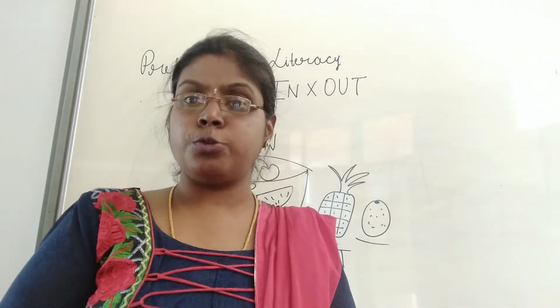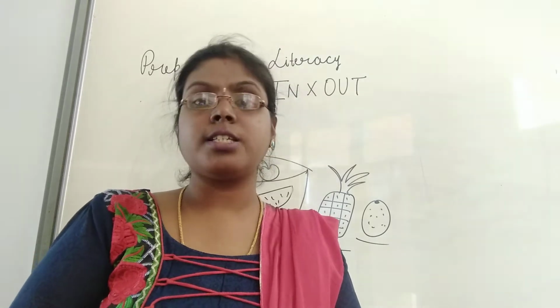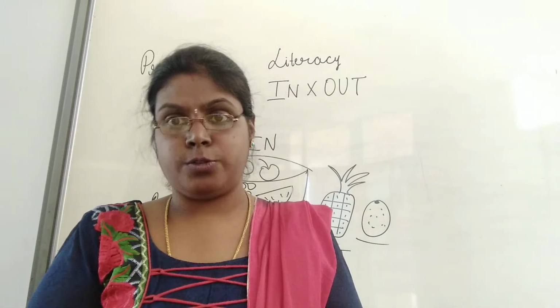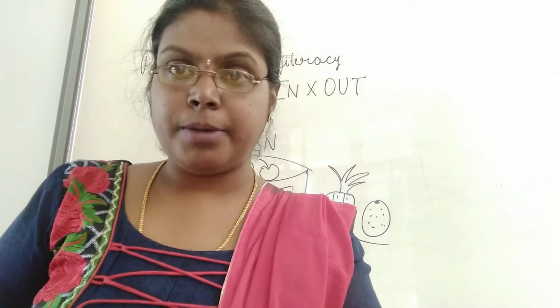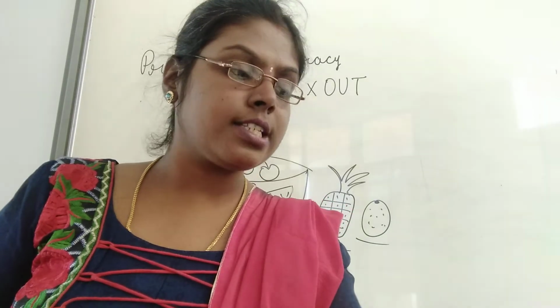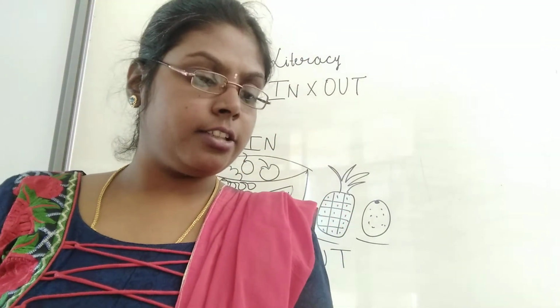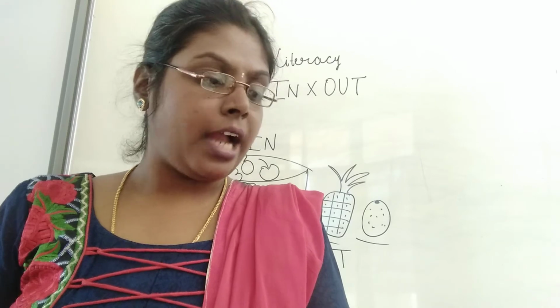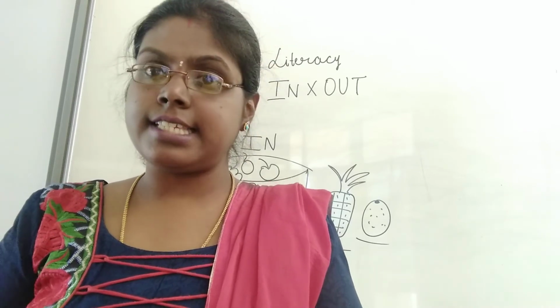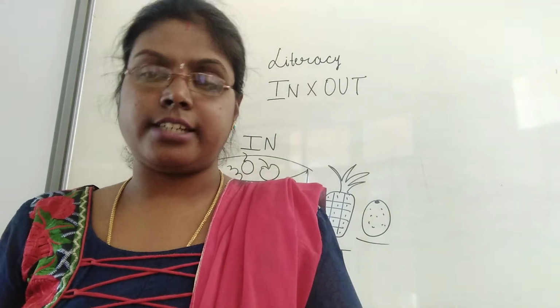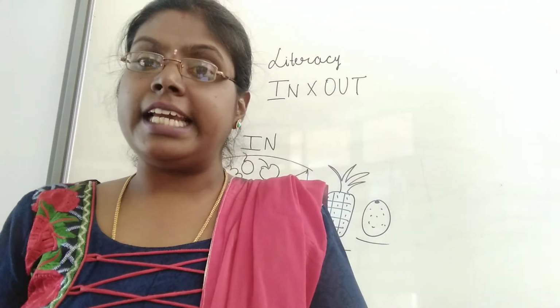Please make your child do the activities based on in and out. We have 3 pages for the activity: coloring the fruits inside the bowl, coloring the flowers outside the vase, and identifying which rat is inside and which rat is outside. So this class is all about in and out.